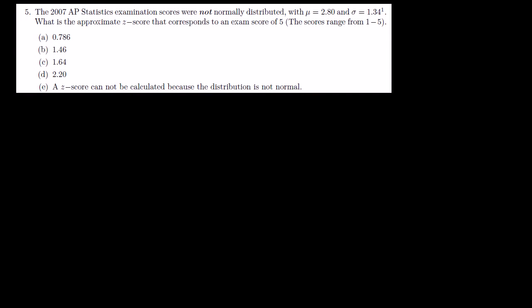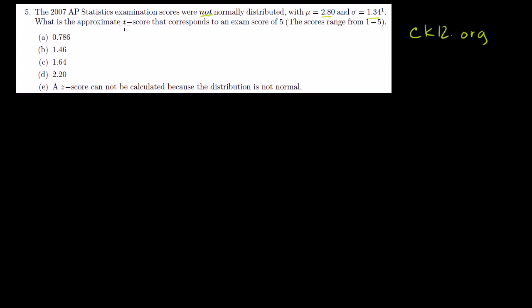Never hurts to get a bit more practice. So this is problem number 5 from the normal distribution chapter from ck12.org's AP Statistics Flexbook. They're saying the 2007 AP Statistics examination scores were not normally distributed, with a mean of 2.8 and a standard deviation of 1.34. They cite some College Board stuff here. I didn't copy and paste that.